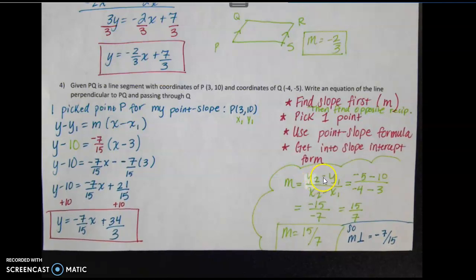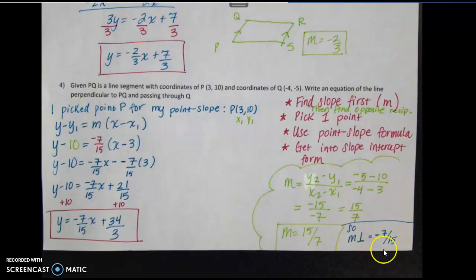I'm going to use my formula y2 minus y1 over x2 minus x1. So that is -5 minus 10 in the numerator, -4 minus 3 in the denominator. Simplify, and I get positive 15 over 7. So since my slope for the 2 points given to me is positive 15 over 7, I want to flip that fraction and change the sign in order to get the perpendicular slope. So I flip the fraction, change the sign. My perpendicular slope is -7 over 15.